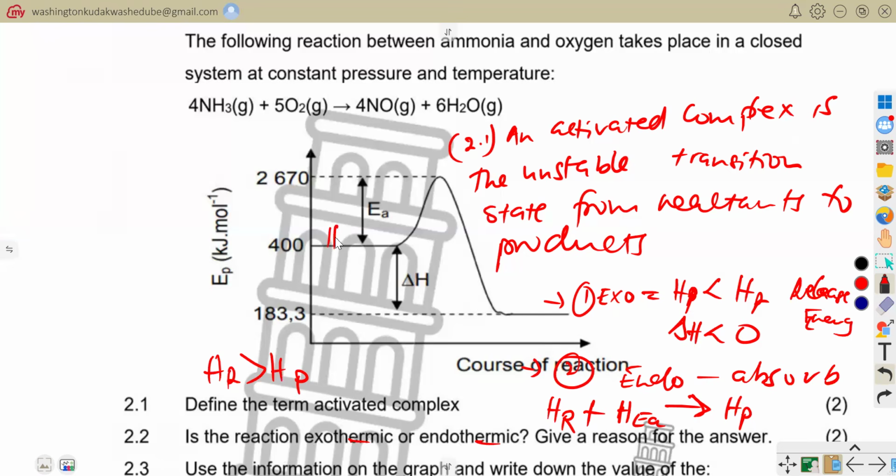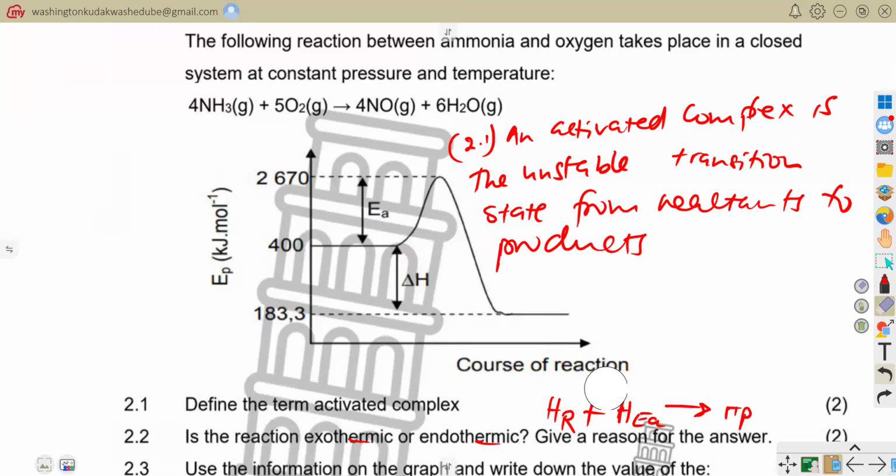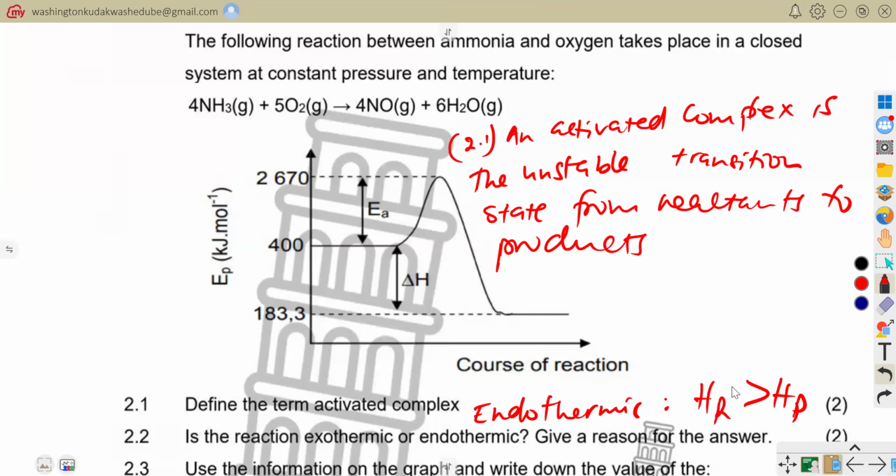So you can see that the enthalpy of the reactants here is greater than the enthalpy of your products. So this is actually what? Endothermic. Delta H is greater than zero here. So this is endothermic. Let me erase this so that I can create space. You are supposed to come and say for 2.2 that the reaction is endothermic, and the reason being H of your reactants is greater than H of your products. That was going to be your reason.